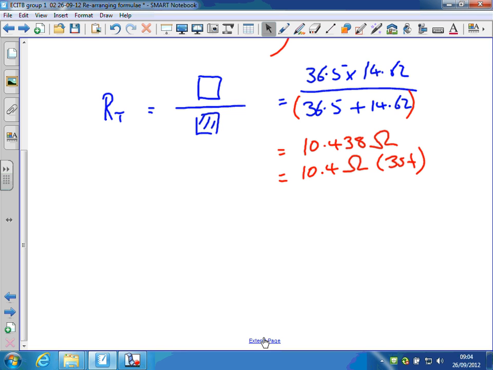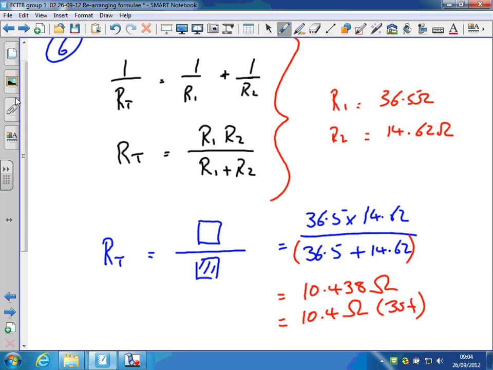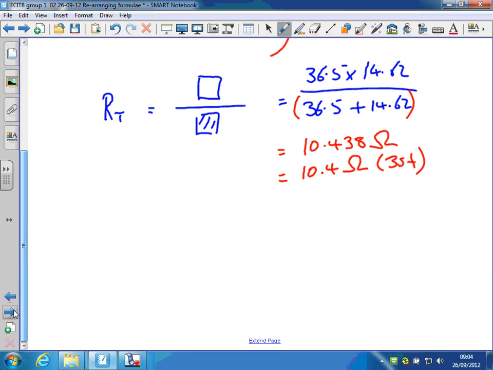Okay. Now, if we think about this for a second, this one here, what I've got to do is find the inverse of R1. What I'm after is 1 over 36.5 plus 1 over 14.62. Now I could use the fraction button and put 1 over plus 1 over. However, there is a button on the calculator that will do the inverse for you.